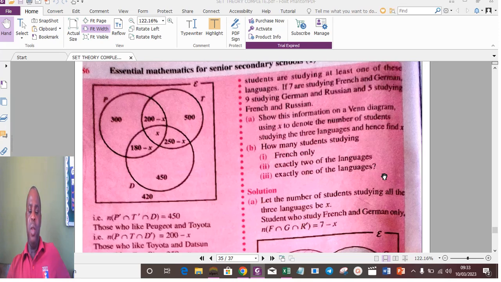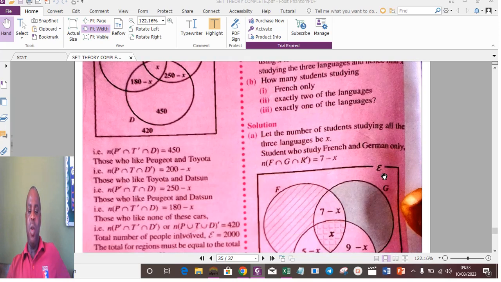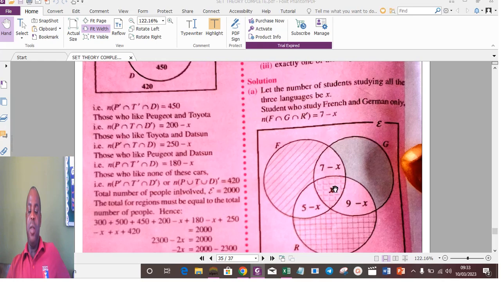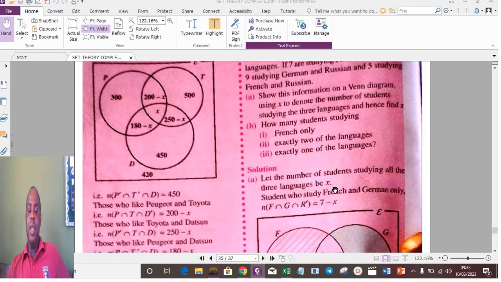So it's straightforward. Let us analyze what we are given. First of all, you write those who are studying all the 3 subjects: S. I told you over and over again, you start from the inside. Start from the inside here.